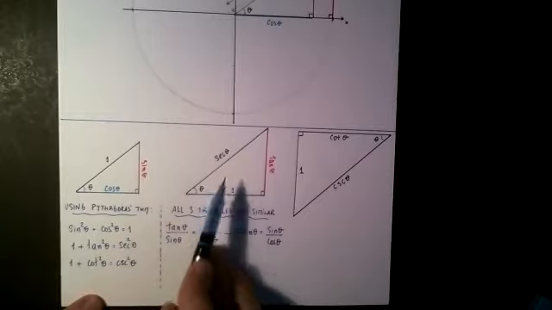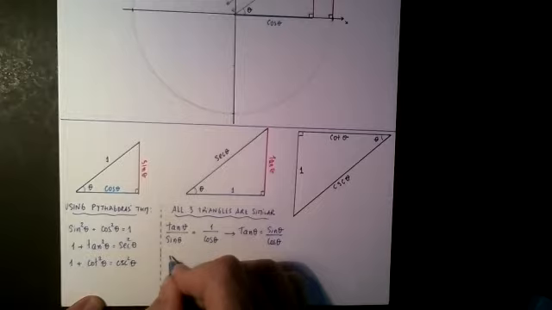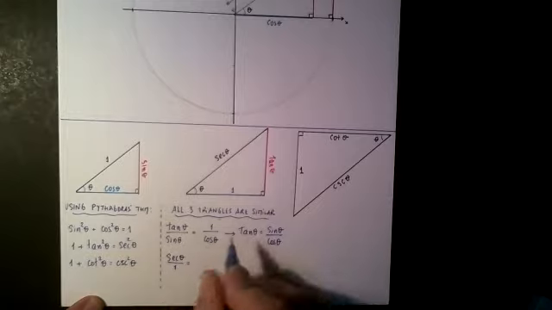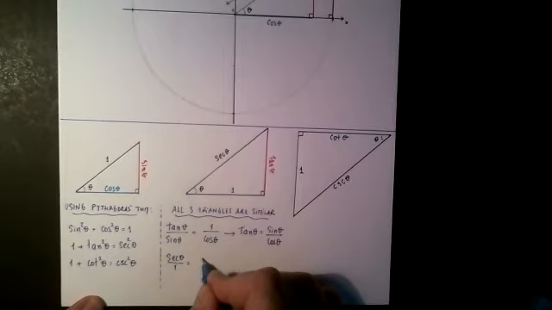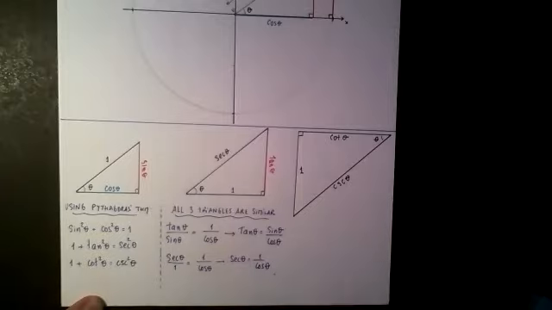Okay, let's do the same thing now with secant. So secant theta over 1 is equal to 1 over cos, which means that secant of theta is 1 over cos theta.